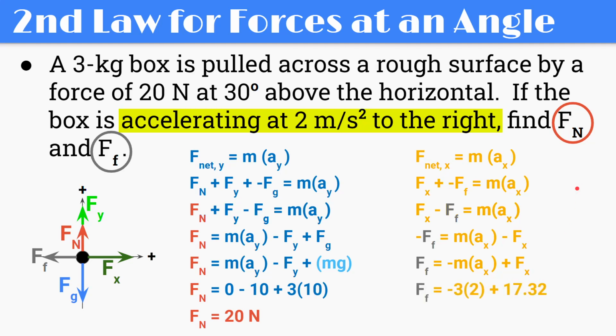We can substitute in now. My mass is 3. My acceleration in the x direction is 2 meters per second to the right, so that's 2. And this value for the x component of my force, we found that earlier with the components, was 17.32. So I plug that in, and now I have 11.32 newtons. Again, that's the magnitude of my force of friction. We already accounted for the direction up here. I can see that it's actually in the negative direction.